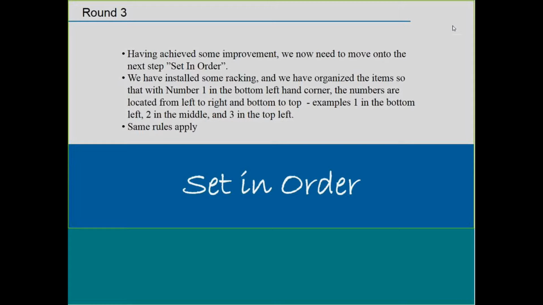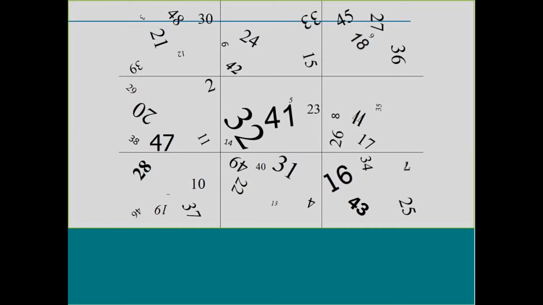So what we've done to simulate our workspace is installed some quote-unquote racking systems. In order to find our numbers, all numbers have been organized from left to right, bottom to top. So for example, the number 1 will be in the bottom left. The number 2 will be in the middle on the left-hand side. The number 3 will be in the top left corner. Number 4, bottom middle, for example. Same rules apply. You will have 20 seconds to identify the numbers 1 through 49. Ready? Begin.